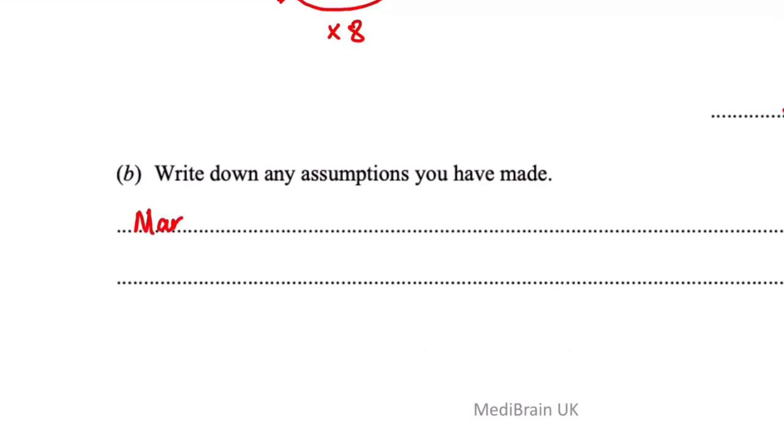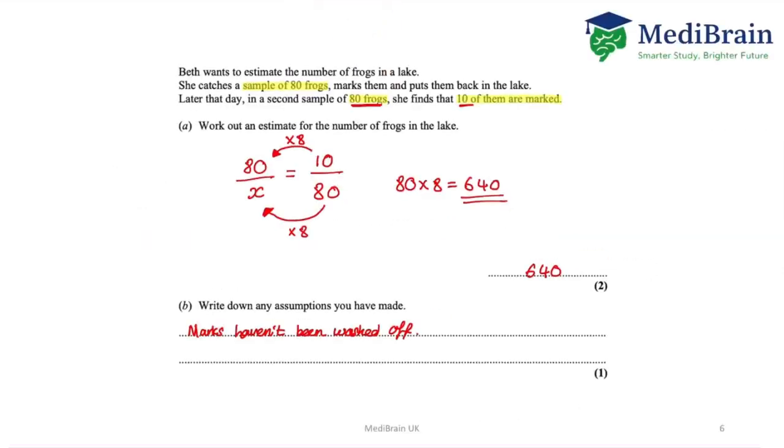So we've assumed that the marks haven't been washed off. Because if they had washed off, then we wouldn't get 10 of them which are marked. We would get a smaller number which have been marked, and then that would affect our overall answer. So we've assumed that the number of marks that we put in originally, none of them have changed, none of them have disappeared or anything like that. All of them have stayed, and we've picked out 10. Because if some of them had disappeared, then we wouldn't have been able to pick out 10 of them.